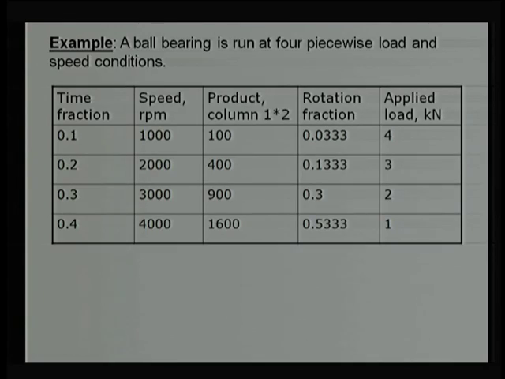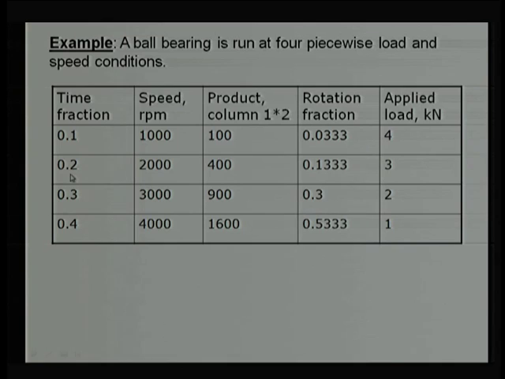Let's have an example. In this case, we are saying one ball bearing is running under four piecewise loads. What's the piecewise load? In the first case, it is subjected to a load of 4 kilonewton while operating at 1000 rpm, and for 10% of the total time it is running at 4 kilonewton.